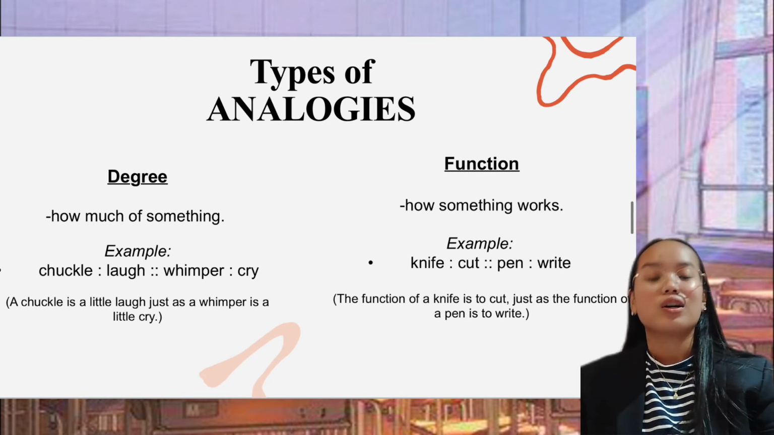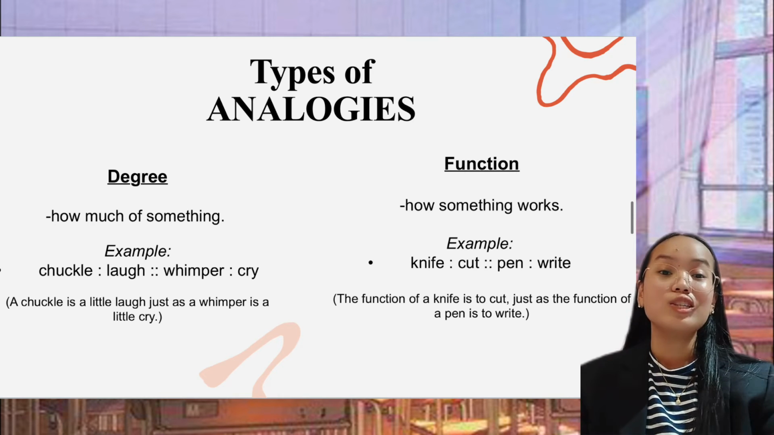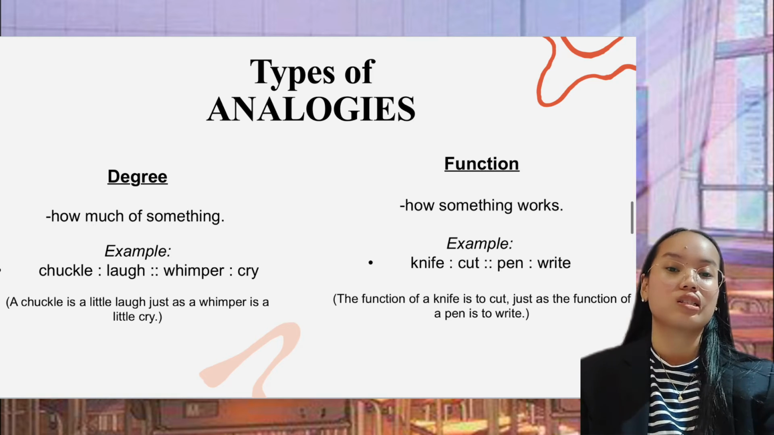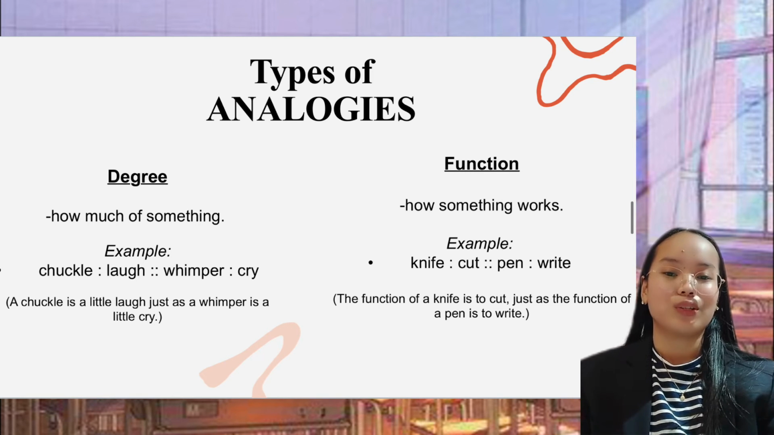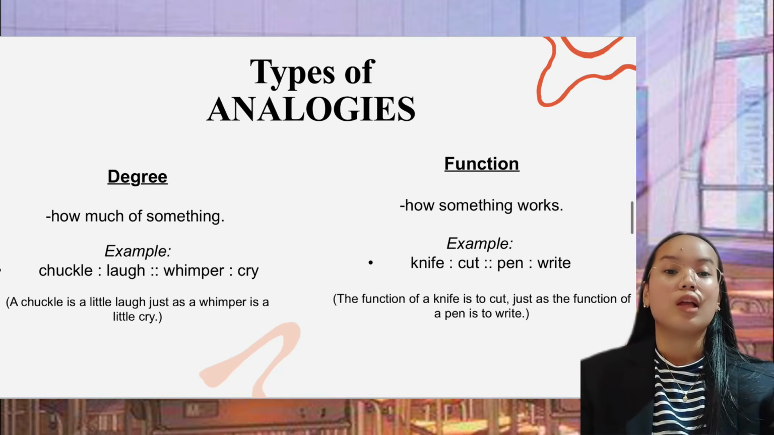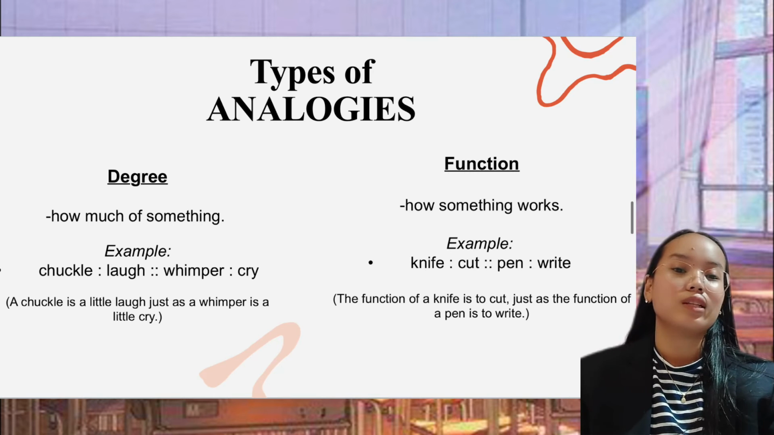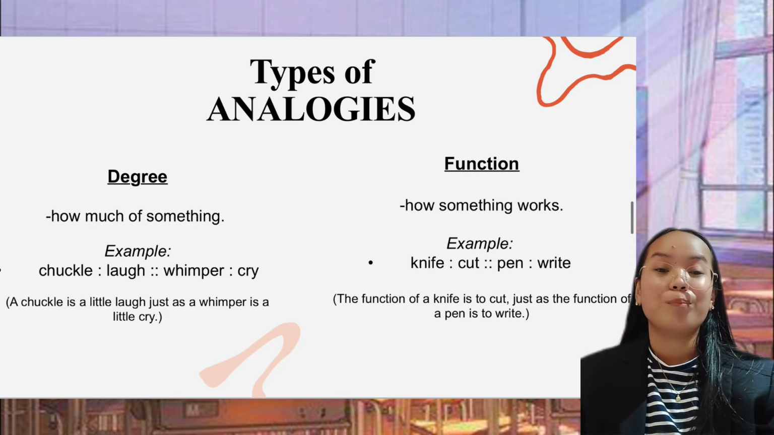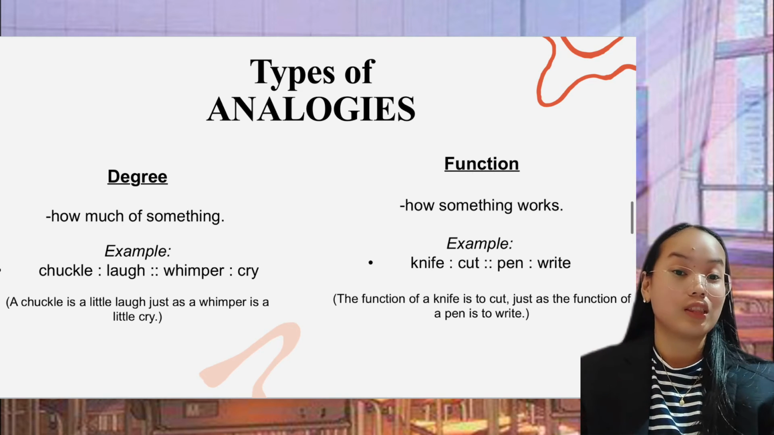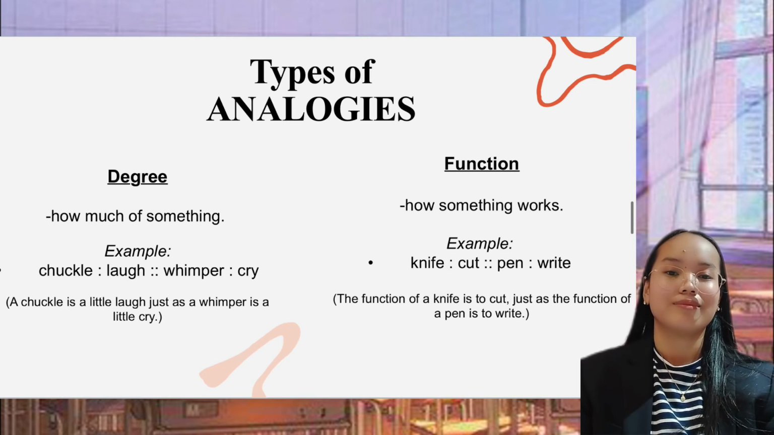Number eight, function. In this relation, it shows how something works. As we know, some objects have designated functions. For example, knife is to cut and pen is to write. As we know, a knife is used for cutting and a pen functions for writing. This is already a self-explanatory type of analogy.